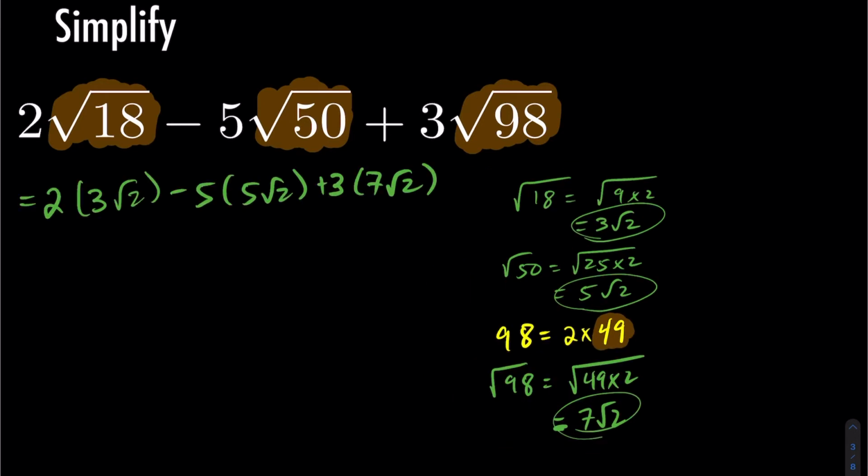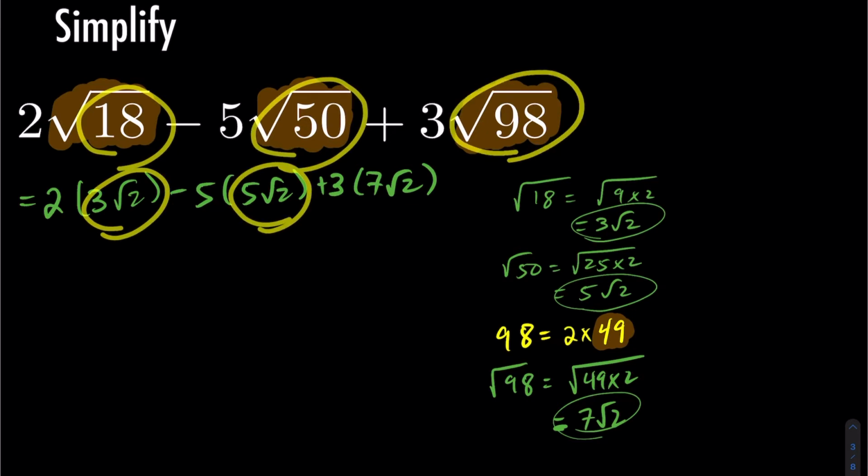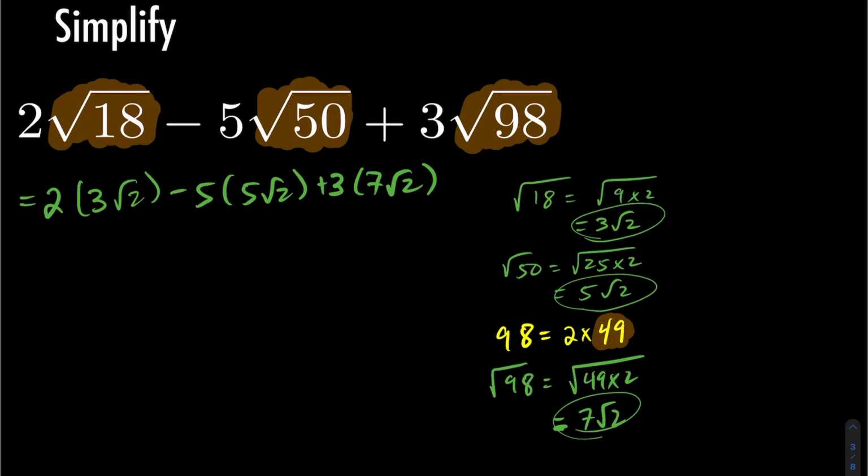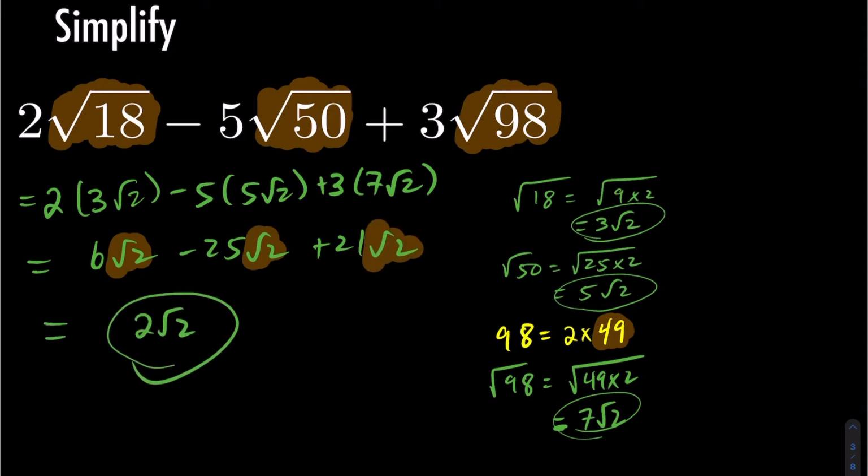All right, I went ahead and replaced the root of 18 with 3 root 2, the root of 50 with 5 root 2, and the root of 98 with 7 root 2. Now I'm going to multiply these coefficients together and simplify. So going ahead and simplifying here, I end up getting 6 root 2 minus 25 root 2 plus 21 root 2. Again, these are all like terms. We have 6 of these. We're taking away 25 of these root 2's and then adding another 21 of these root 2's. So in total, we have 2 of the root 2's.